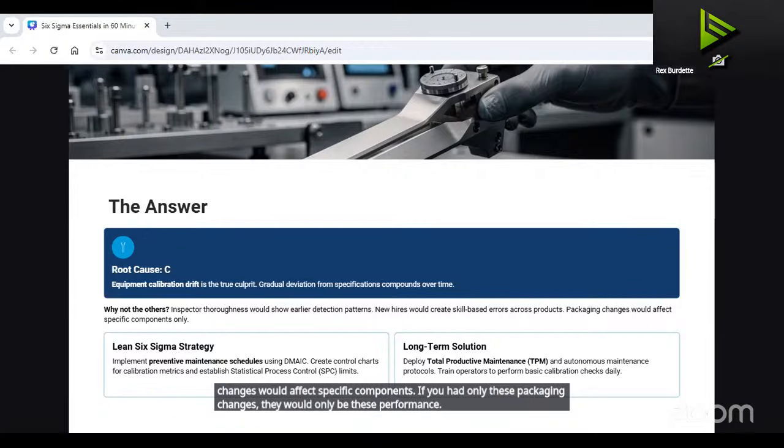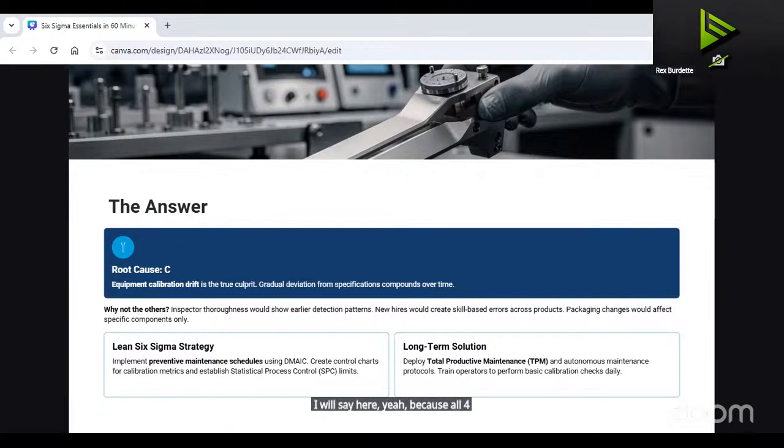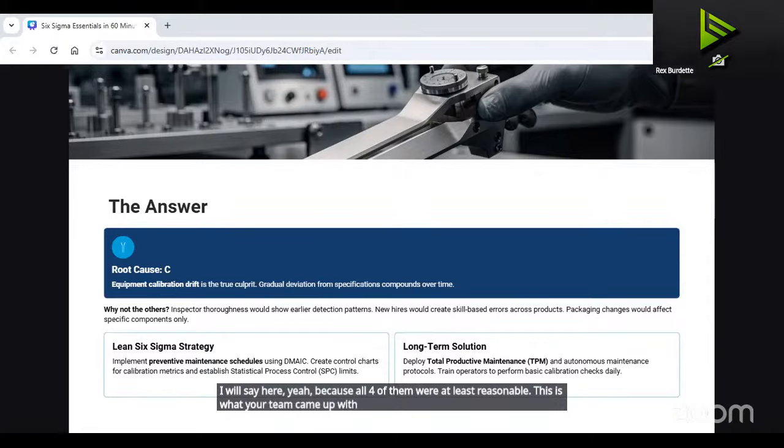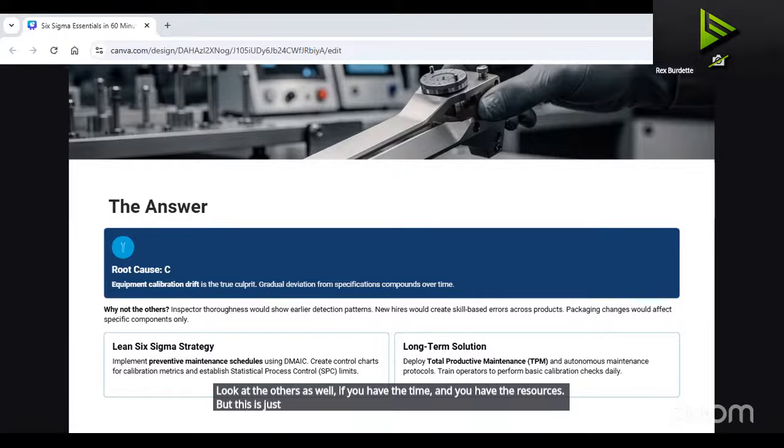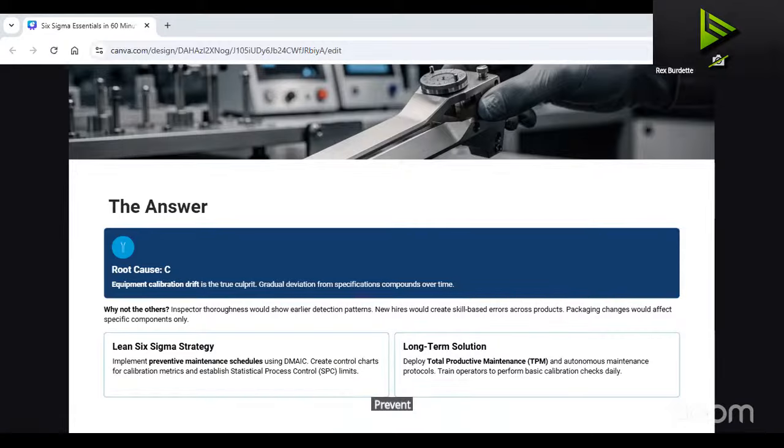I will say here, all four of them were at least reasonable. This is what your team came up with. C, that's the one you're going to look at first. You can look at the others as well if you have the time and the resources. But this is just how we would use the logic from the multidiscipline team. And we would say, here's what we think it is. It's the calibration drift. So our strategy from a Lean Six Sigma perspective is we want to implement preventive maintenance schedules.